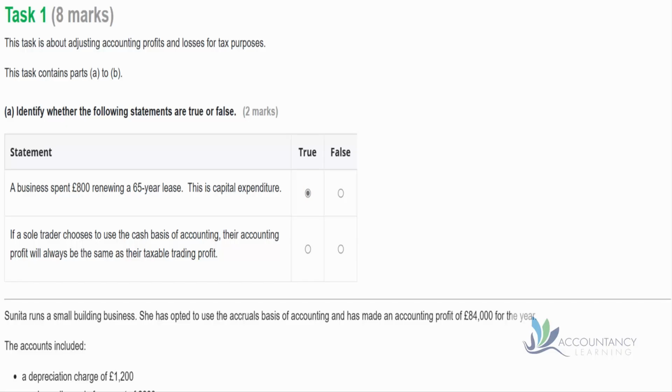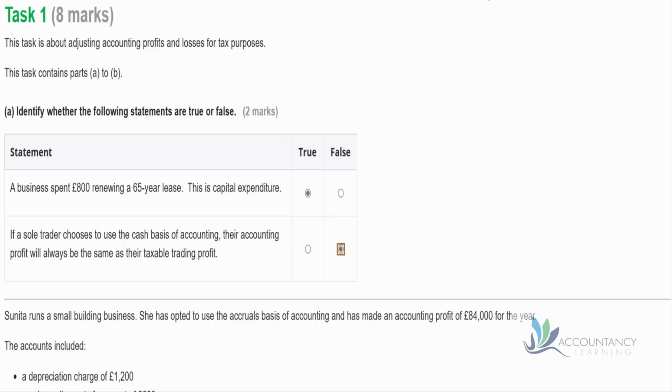And then the second statement: if a sole trader chooses to use the cash basis of accounting, their accounting profit will always be the same as their taxable trading profit. Remember, under the cash basis, we're simply going to treat our income and expenses on a cash received basis, so we don't have to worry about spreading the cost of our fixed assets over time. We wouldn't really worry about any capital allowances. However, the statement is not correct.